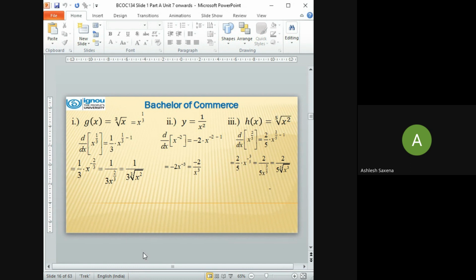We normally don't keep the negative value in the numerator. So we will bring it down in the denominator. It will become 1 by 3 x raised to the power 2 by 3. There is another method of writing it. It can be written as 1 by 3 cube root of x square. Now see how this has been evaluated.